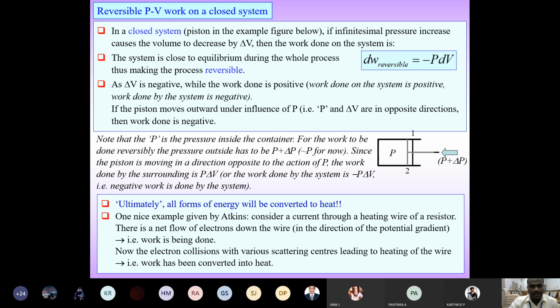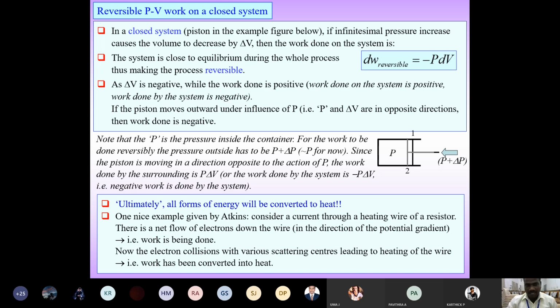So ultimately, all forms of energy can be converted to heat. We can convert all forms of energy to heat. There is no need to understand these points. This is the reference of Keynes, the famous author Keynes, about the points of reversibility work on process system. So just skip this point.